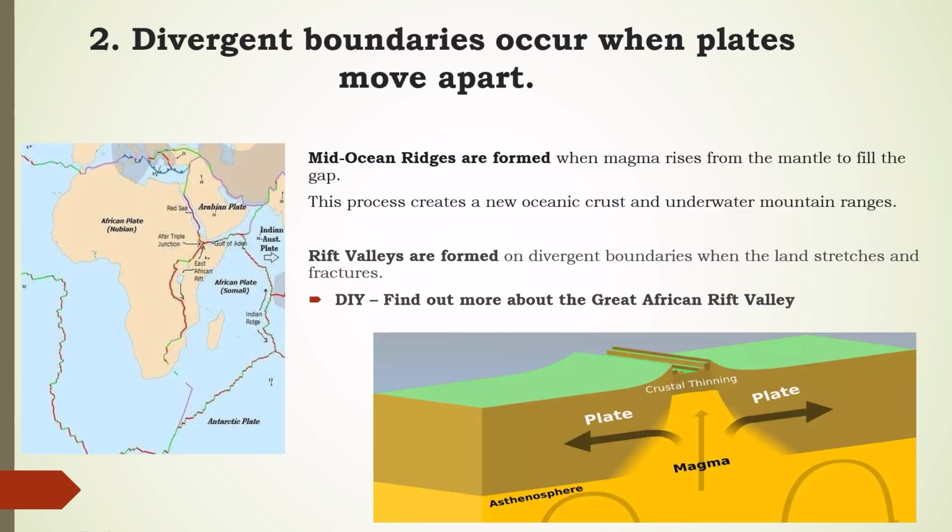The second type of boundary is the divergent boundary, which occurs when two plates move apart. Mid-ocean ridges are formed when magma rises from the mantle to fill the gap. This process creates new oceanic crust and underwater mountain ranges. Rift valleys are formed on divergent boundaries when the land stretches and fractures. Do it yourself. Find out more about the Great African Rift Valley.